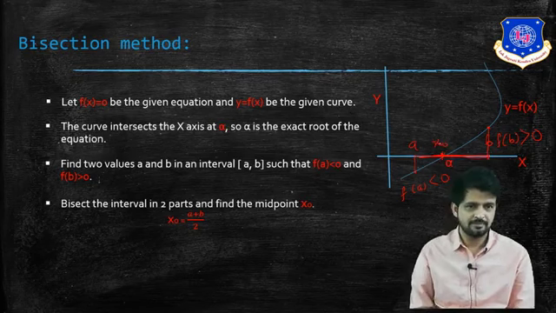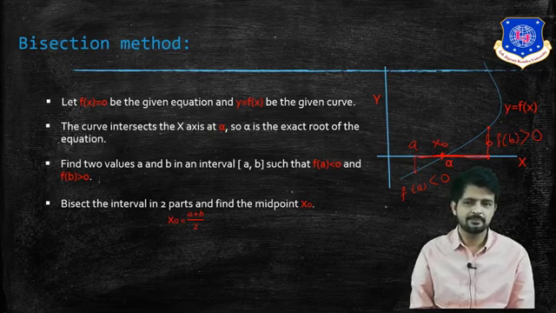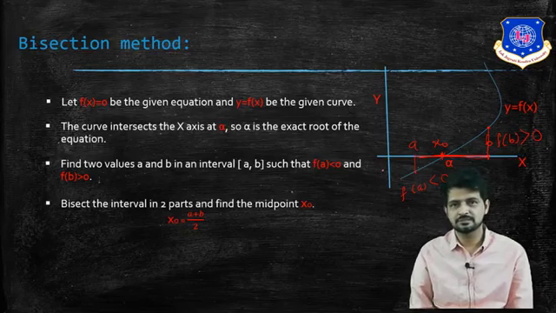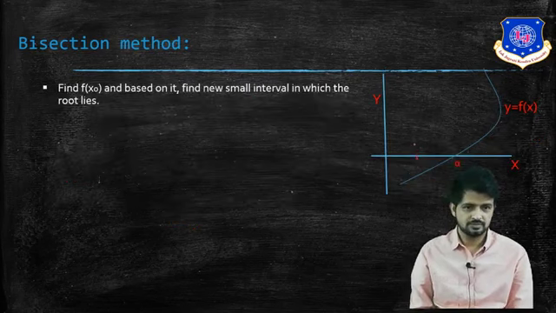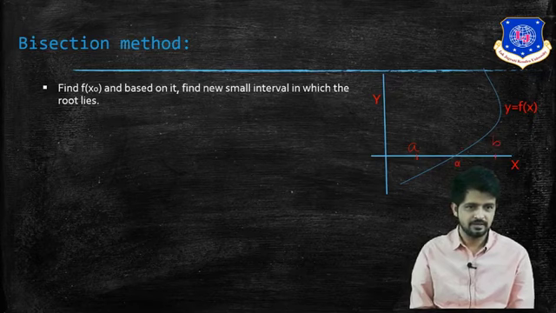To find the midpoint of this, that is x0. And how can I find the midpoint? x0 is equal to (a plus b) by 2. See, we are bisecting the interval, so this method is known as half interval method. Here was my a, here was my b, and somewhere over here I am getting my x0.